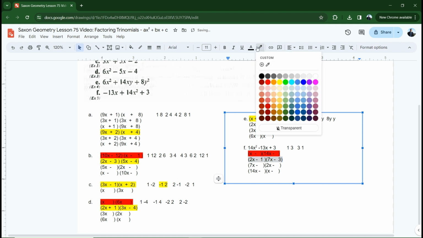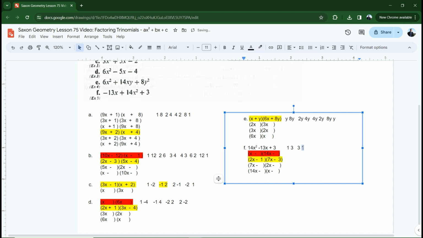All right, that is how you do this. Did that seem difficult? Does it still seem difficult? I'm going to tell you the only way you're going to get this is with plenty of practice. Make sure you do numbers 1 through 30 for next time.